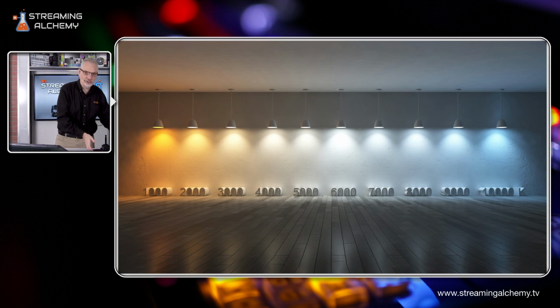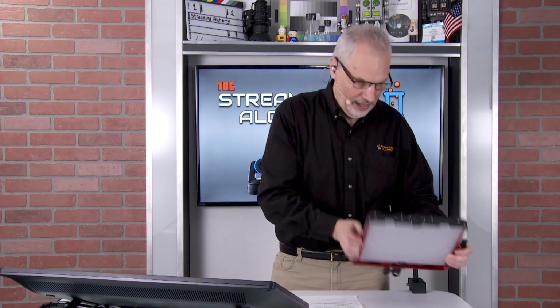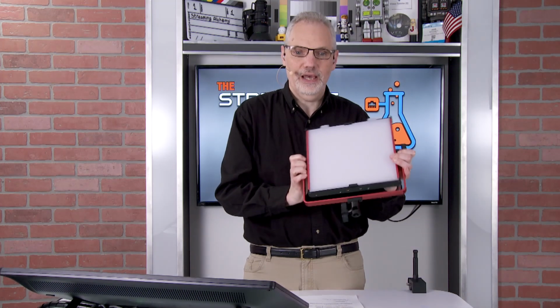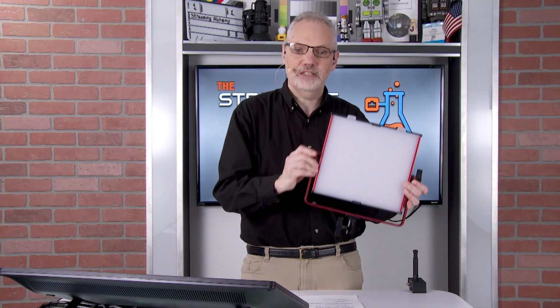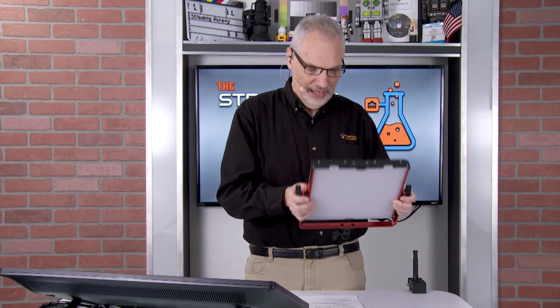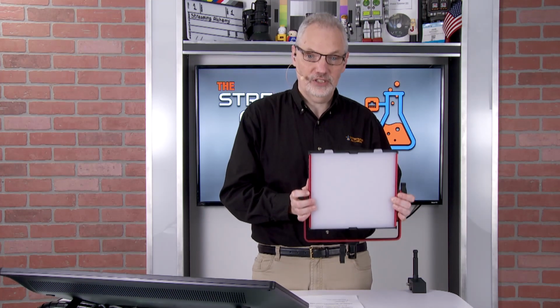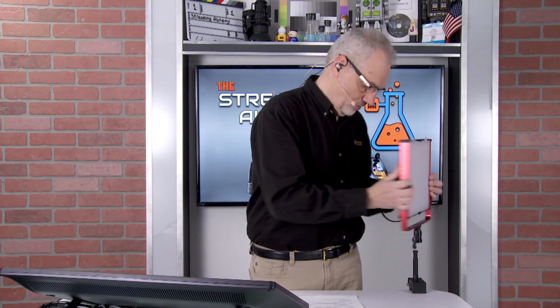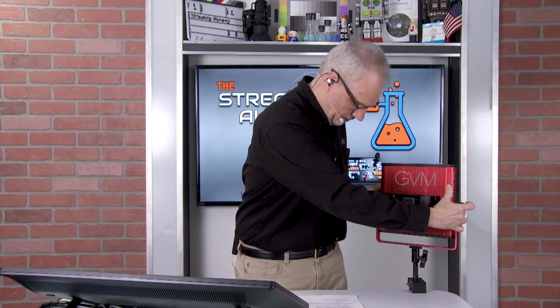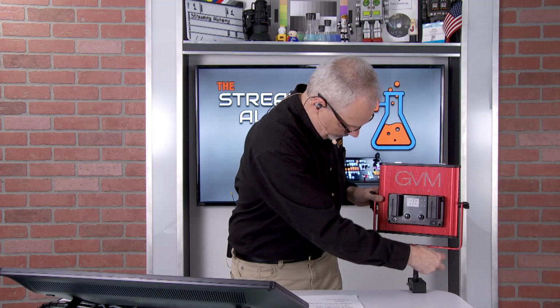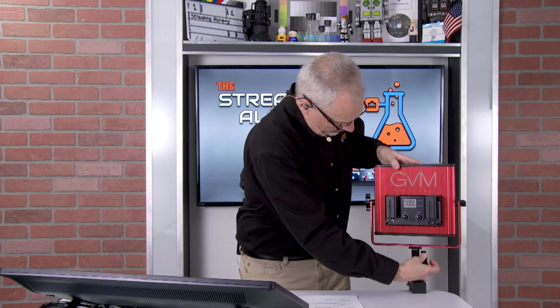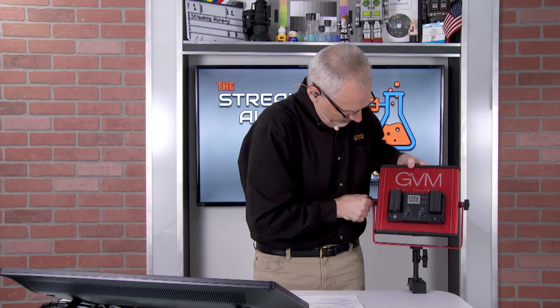So let me just show you something here. I have this LED panel. It's a 10-inch by 10-inch LED panel, and it has the ability to adjust the color temperature that it emits. So let me just stick this over here so we can show this off. I don't want anything falling in the middle of the demo here.